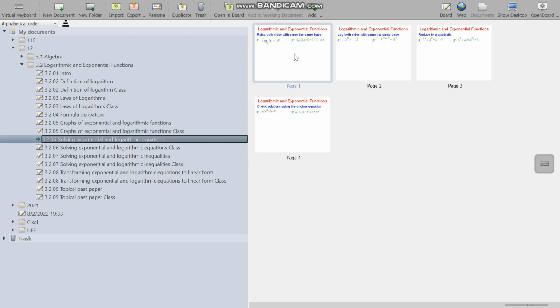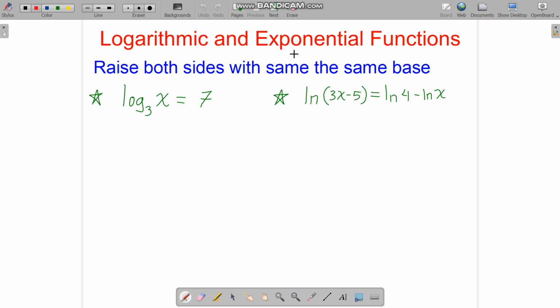Everyone, this video is about solving exponential and logarithmic equations. The first strategy is to raise both sides with the same base. For this question here, we have to use the base 3 to the power of, because on the left it will cancel out, so we have only x equals 3 to the power of 7, which is already the solution.